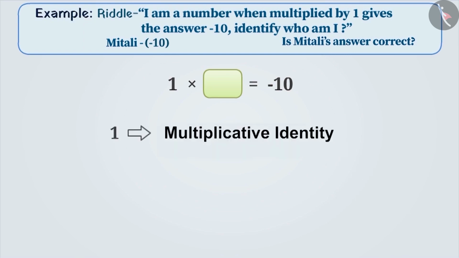1 is the multiplicative identity of integers. That means when any integer is multiplied with 1, we get the same integer. General form is 1 into a is equal to a. With this understanding, we can say that minus 10 should be written in the blank space. Therefore, Mithali's answer for the riddle is correct.